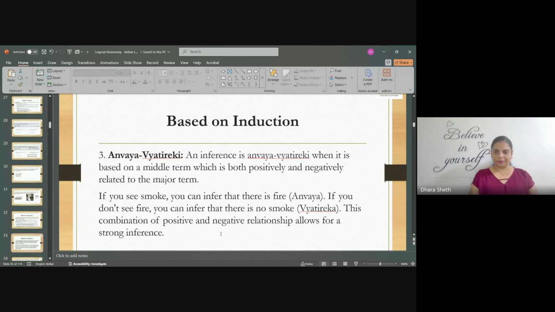Anvay Vyatireki. Now, this is based on a middle term which is both positively and negatively related to the major term. If you see smoke, you can infer that there is fire. If you don't see fire, you can infer that there is no smoke. Even if you add no to the statement, if you see no smoke, you can infer that there is no fire. If you make a statement where both positive and negative versions are true, that is called anvay vyatireki. It is a stronger inference.